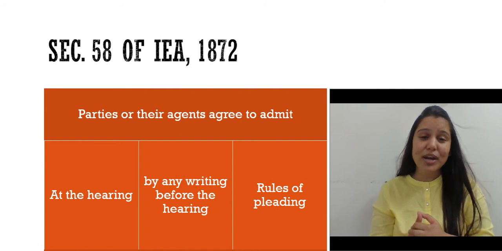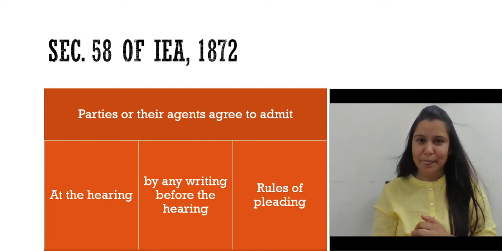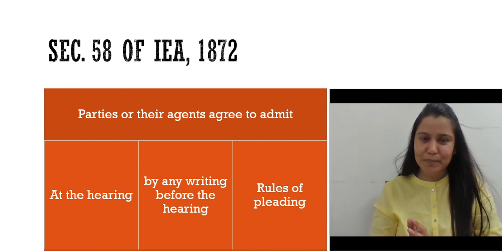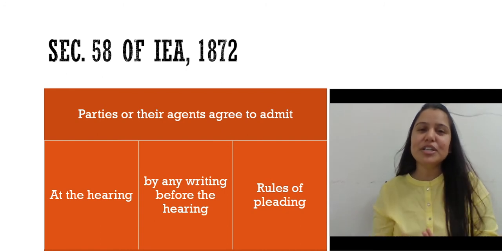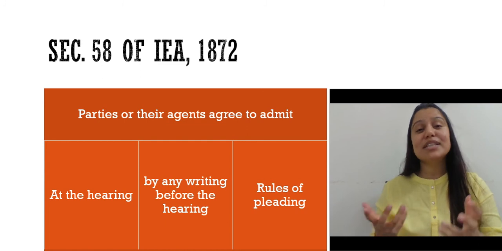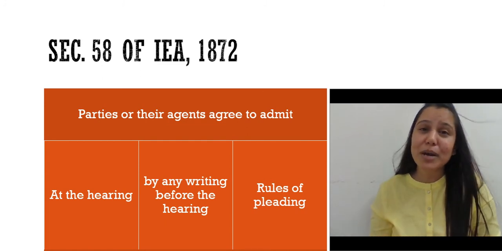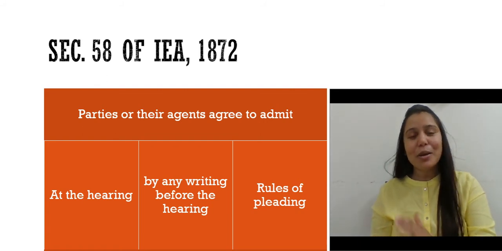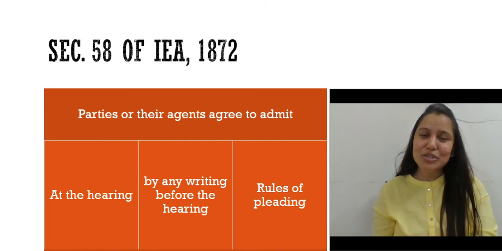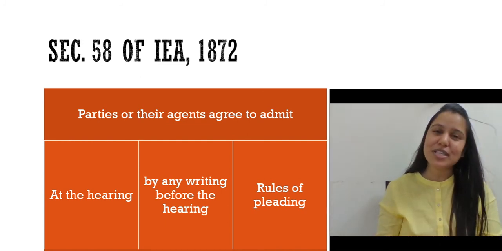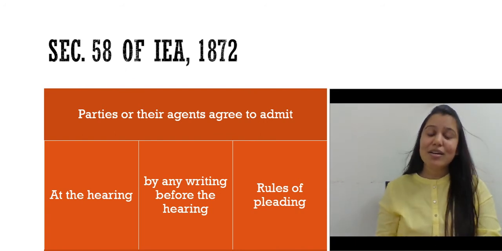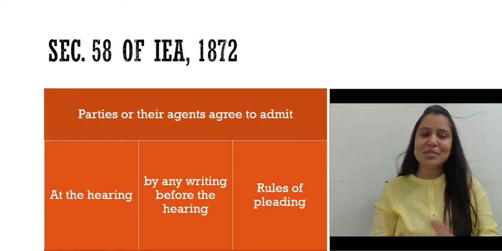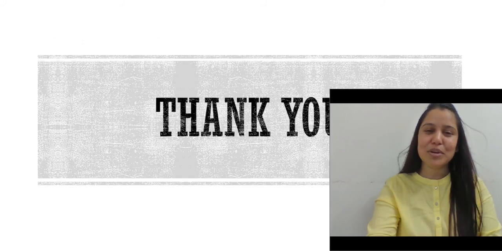The third and last one is the rules of pleading. When it comes to pleading, it contains both the plaint and the written statement, right? So if anything is admitted in the plaint or in the written statement, then the same is not required to be proved by the party. The party does not prove that very fact because it is there in the pleadings. The other party has either accepted it or admitted it in the plaint or in the written statement.